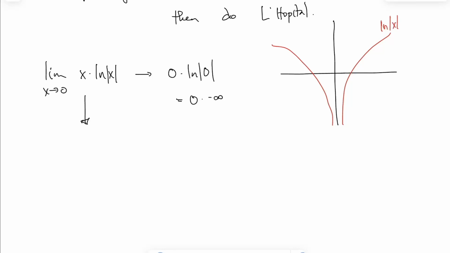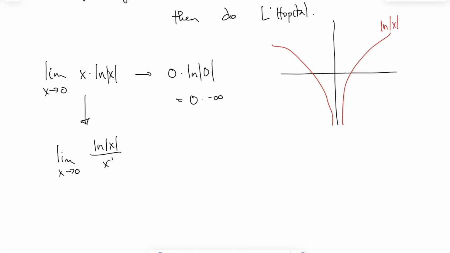Any idea? Yeah? You just do x to the power of -1. Yeah. So instead of x times ln x, I would write this as, I'm not doing the L'Hopital yet, I'm just rearranging, I think this is what she suggested, like that. x up top is the same as x to the -1 in the bottom.